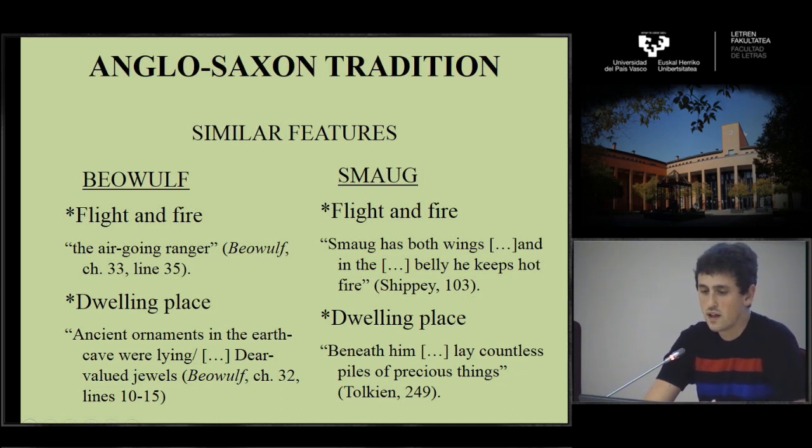Then another very commonplace feature regarding dragons is the place in which they live, which is usually an underearth place like a den or a cave, in which they also hoard treasures. In the case of the dragon in Beowulf, we're told that ancient ornaments in the earth cave were lying, dear valued jewels. And about Smaug, well, if you don't know, Smaug lives in a city that formerly belonged to the dwarves. And about this city now we're told that beneath him, beneath Smaug, lay countless piles of precious things.